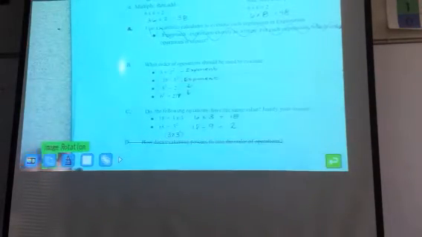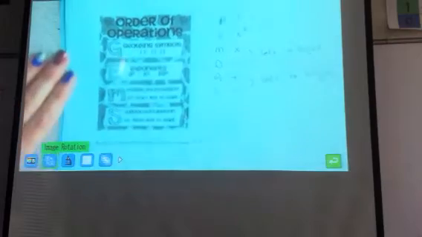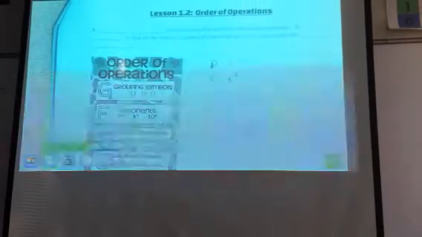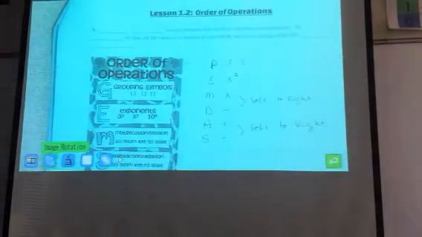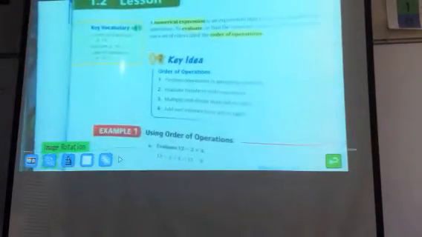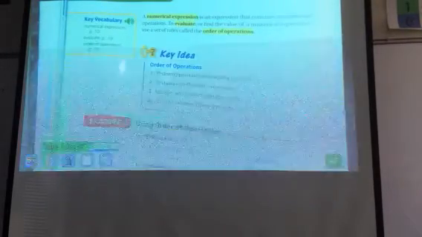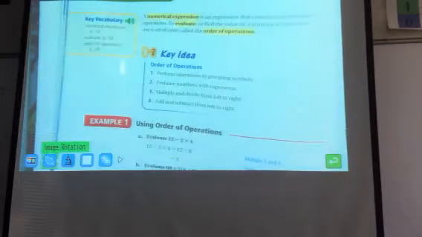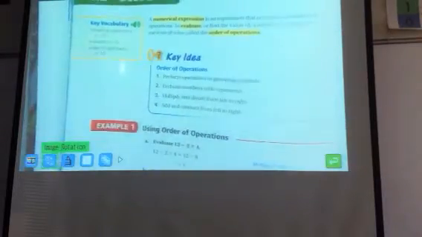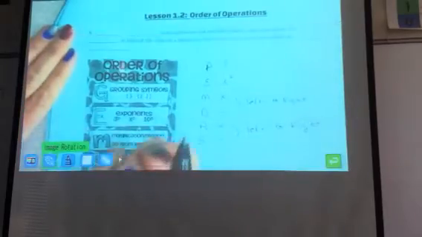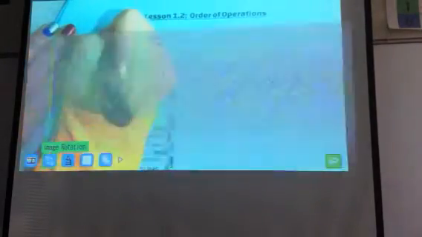Okay, so we're going to go on to the next page. And in your book, on page 10, we have the little paragraph right here that talks about our numerical expressions. It says a numerical expression is an expression that contains numbers and operations. To evaluate or find the value of a numerical expression, use the set of rules called the orders of operation. So we're going to fill in our paper with the words that are highlighted in yellow.